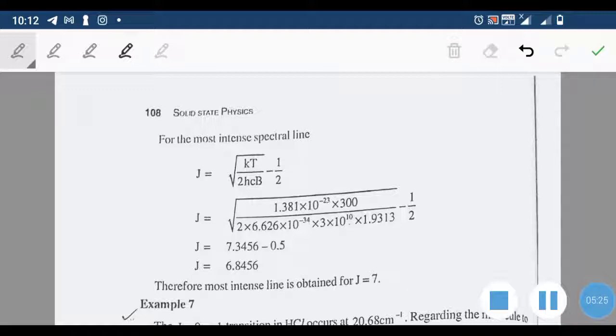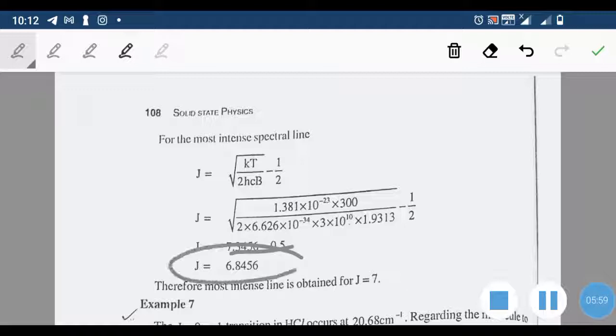So we can write like this: k, that is the Boltzmann's constant, 1.381 into 10 raised to minus 23, into temperature 300, divided by 2 into h, Planck's constant. Then c, if B is in the unit of centimeter inverse, we have to substitute c in the unit of centimeter per second. So 3 into 10 raised to 10, into 1.9313 to the power minus half. By taking the root of this one, we will get 7.3456 minus 0.5.